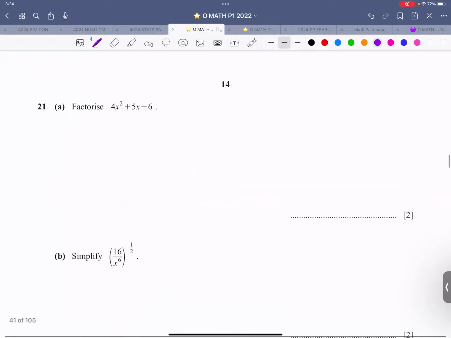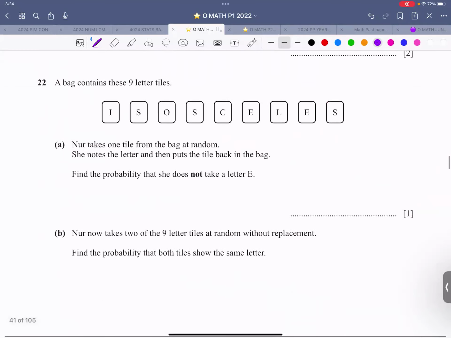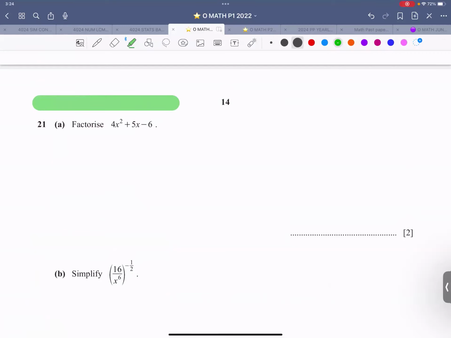Question number 21, this is like algebra with indices. Question number 22 is probability. So let me highlight it. And over here, let me simply write algebra.